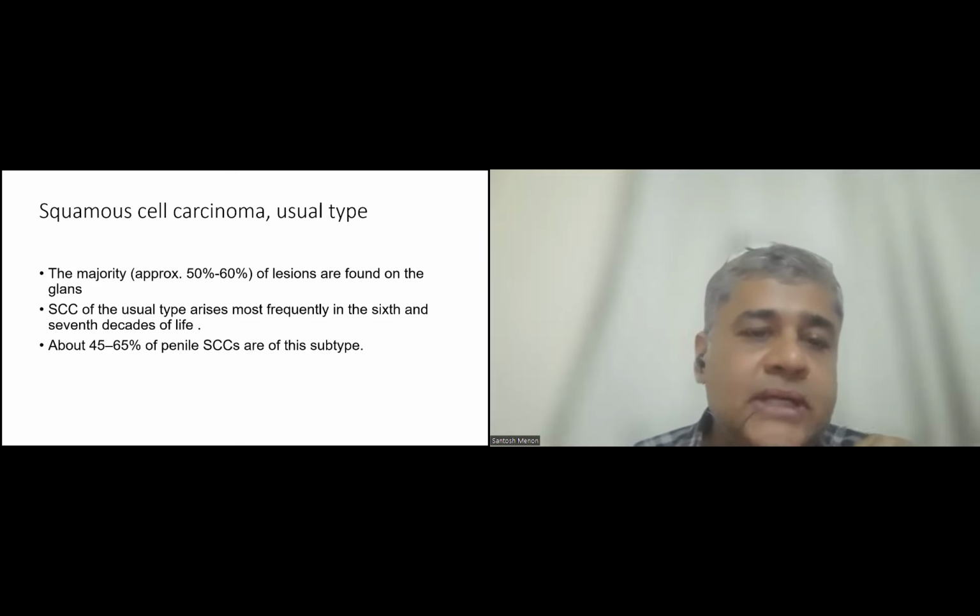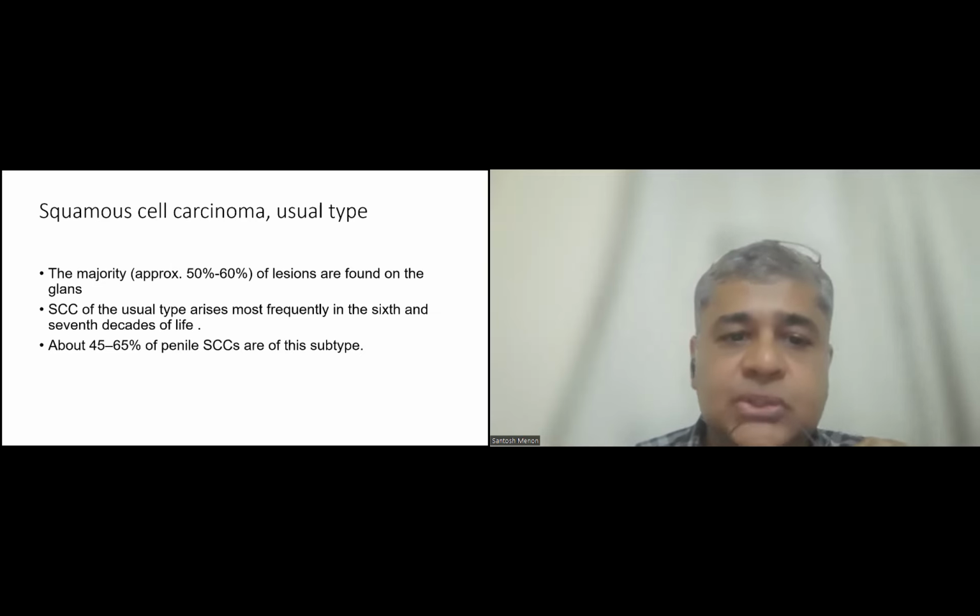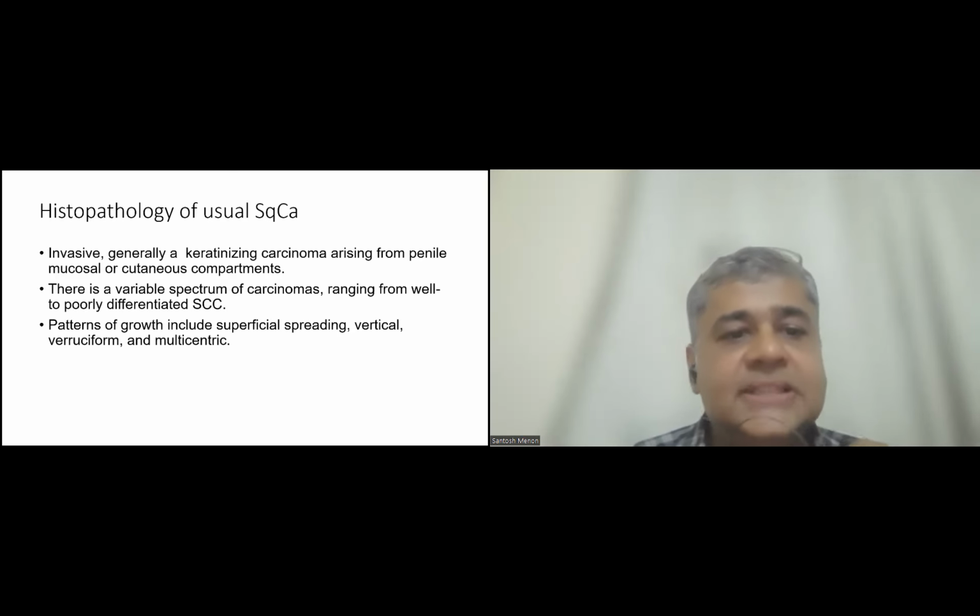So we move on to the HPV independent ones. The most common one is the squamous cell carcinoma, usual type. 50 to 60% of the lesions are found on the glans. It is the most common type, and it arises most frequently in the 6th and 7th decades of life. We have very young cancers also in our country, basically because of the huge population and referral biases. About 45 to 65% of penile cancers are of this subtype. It is generally a keratinizing carcinoma arising from the mucosal aspects, which is seen here.